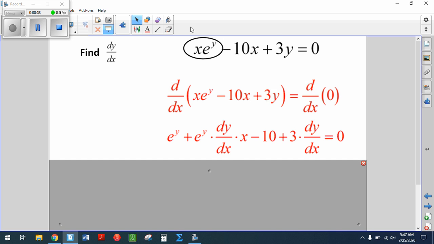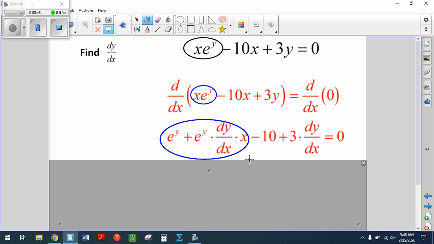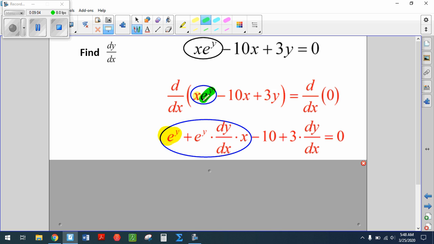And then let's look at each of these pieces. So right here, that's all going to show up right here. If I look at x times e to the y, the derivative of the x is just 1. So the derivative of the first times the second is 1 times e to the y. Then the derivative of the second times the first. The derivative of e to the y is e to the y times dy dx. That's a chain rule. Or e to the y times y prime times the first function.